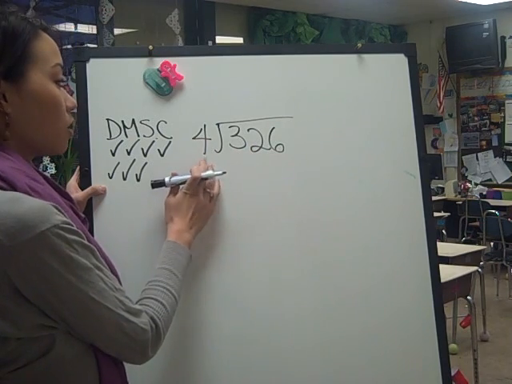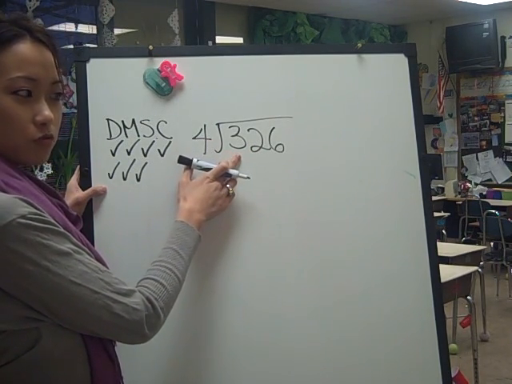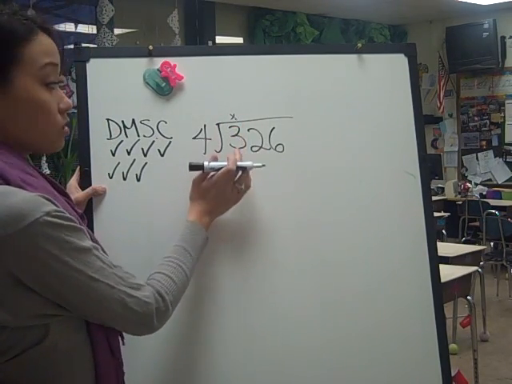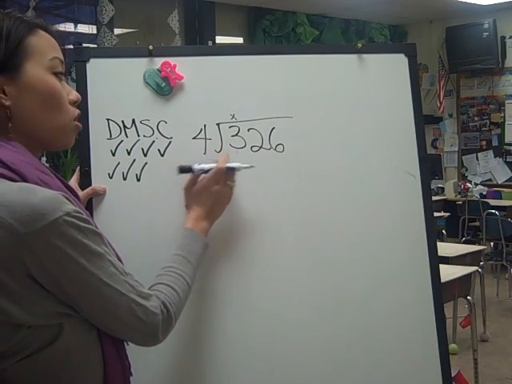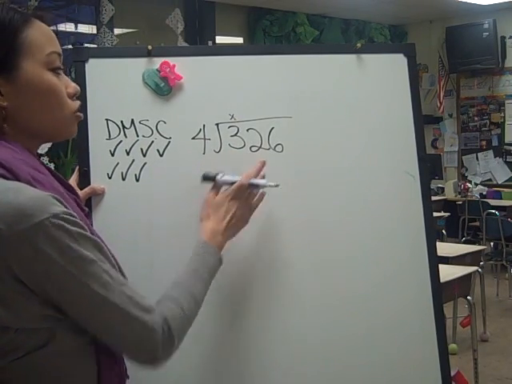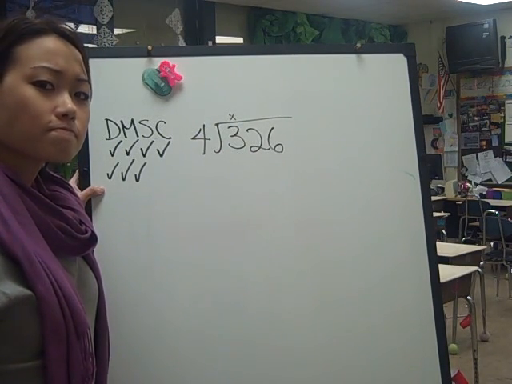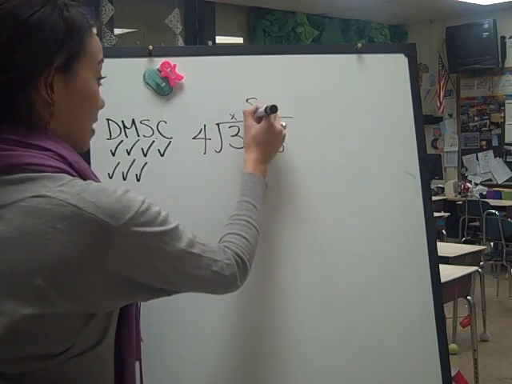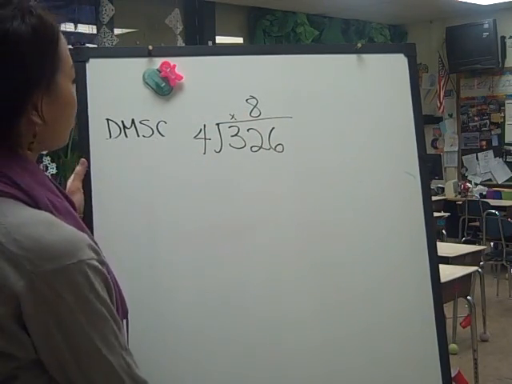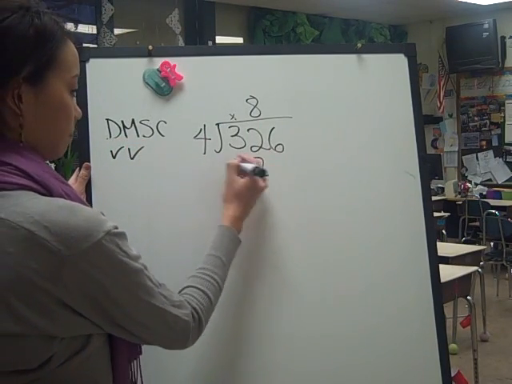326 divided by 4. First think, does 4 go into 3? No. If not, then you're not going to start the process with the 3. Now think, does 4 go into 32? Yes. 4 goes into 32 how many times? 4 goes into 32 8 times. Now it's time to zigzag multiply. 8 times 4 is 32.